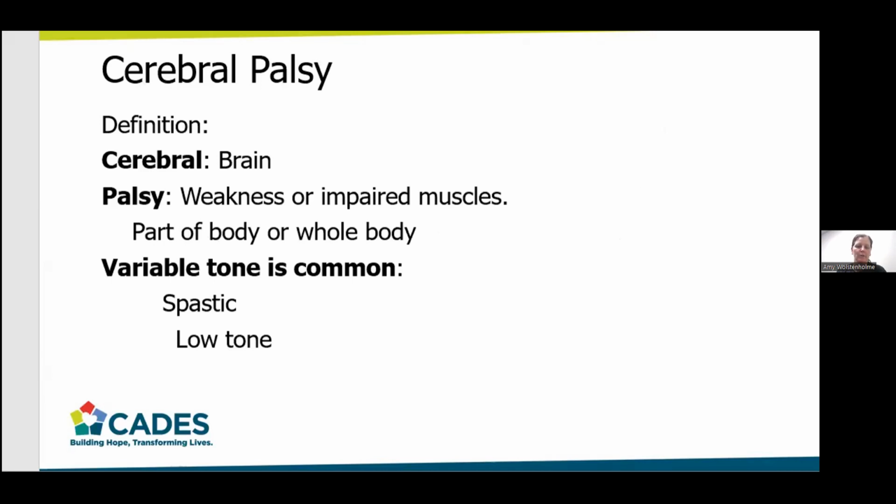Everyone here generally knows what cerebral palsy is. The definition is important because the abnormal muscle tone and pull that come from the diagnosis can cause the hip displacement, which is at the heart of this lecture. Cerebral meaning brain, palsy meaning weakness or impaired muscles, can be part of the body or the whole body, and it can be spastic or low tone.